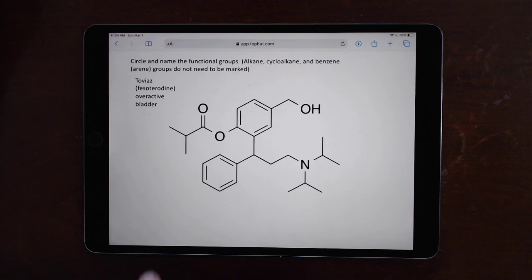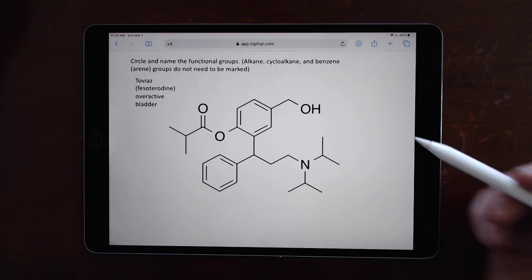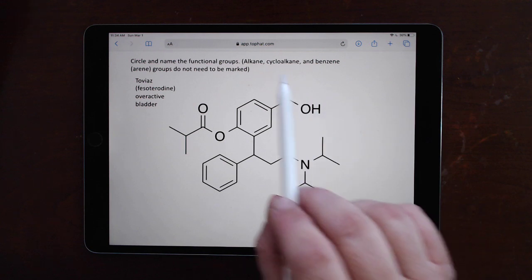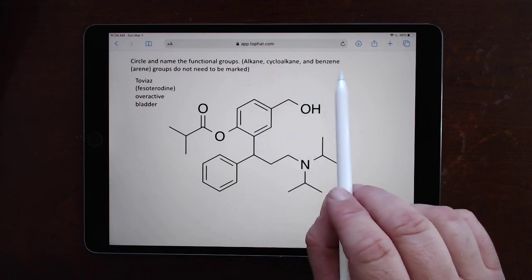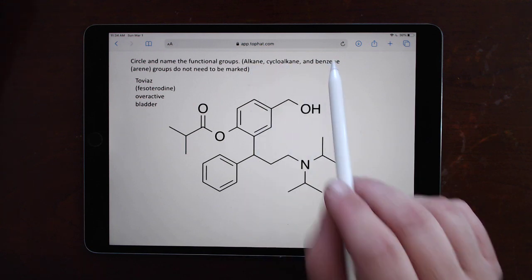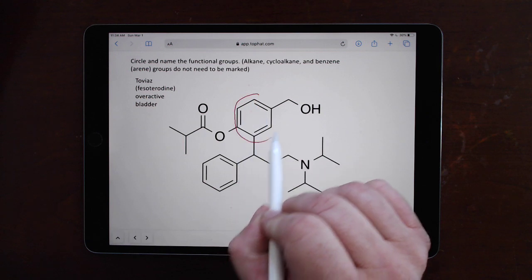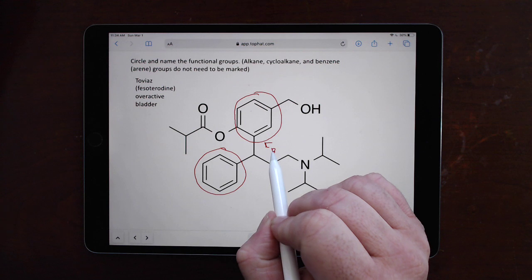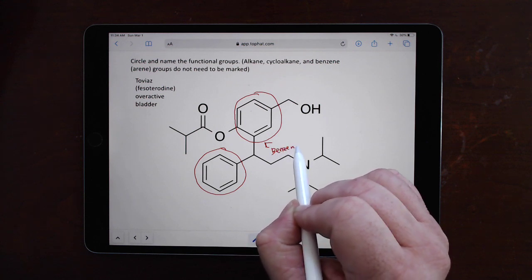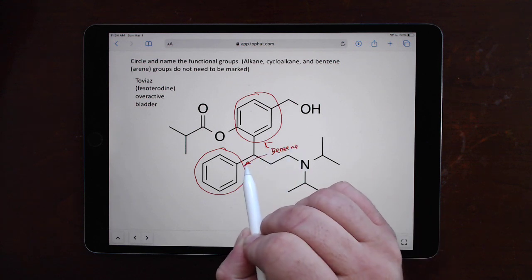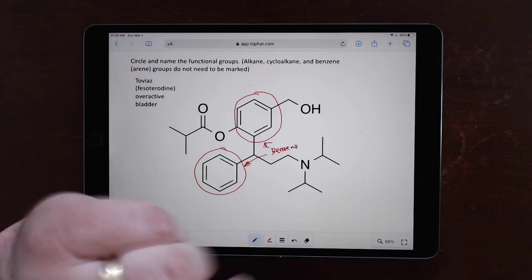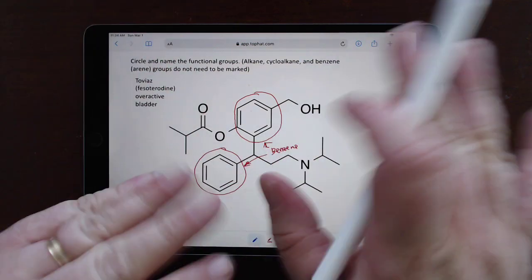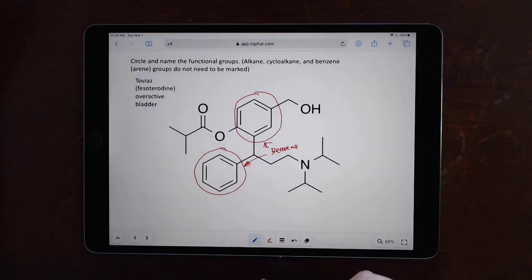Okay. So for here, I'm going to give you a molecule. You need to circle the functional groups. Now, again, you don't have to do alkanes, cycloalkanes, or benzenes, stuff like that. So here, these are benzene. This one here and this one here. These are benzenes, so you would not actually have to mark these. So don't worry about them. I'm going to mark them here just so you can recognize them, but you don't have to.